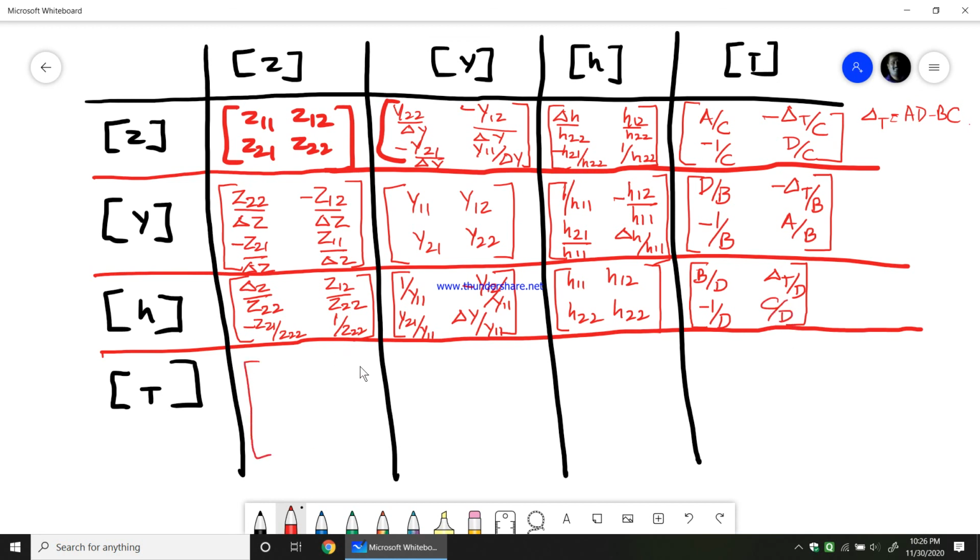So finally, T parameters in terms of other parameters. T parameters in terms of T parameters we get A, B, C, D. Now T parameters in terms of Z parameters. So what is A? A is Z11 by Z21, and then B is minus delta Z by Z21. C is 1 over Z21, whereas D is Z22 by Z21.